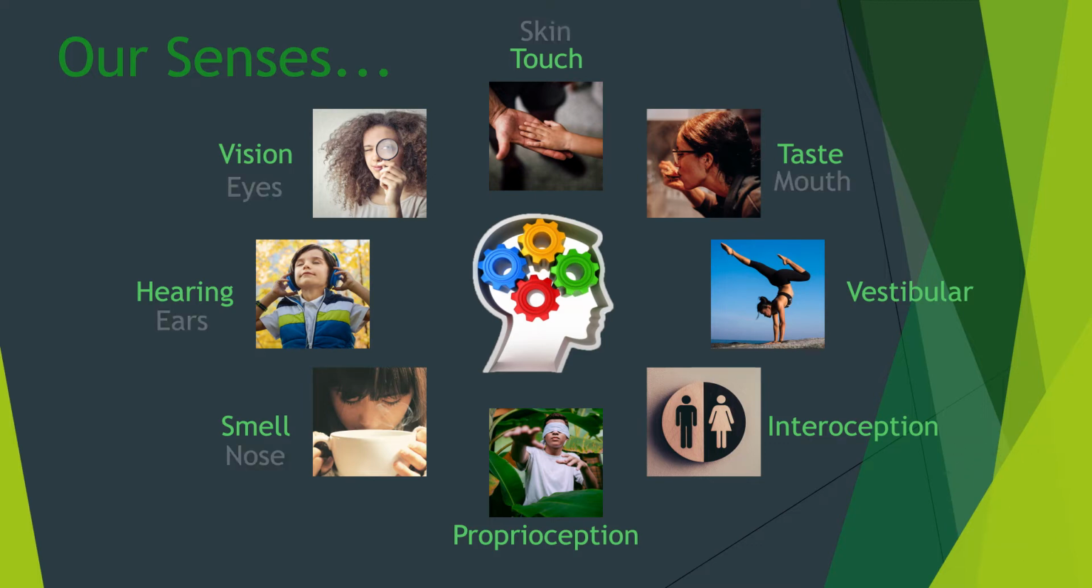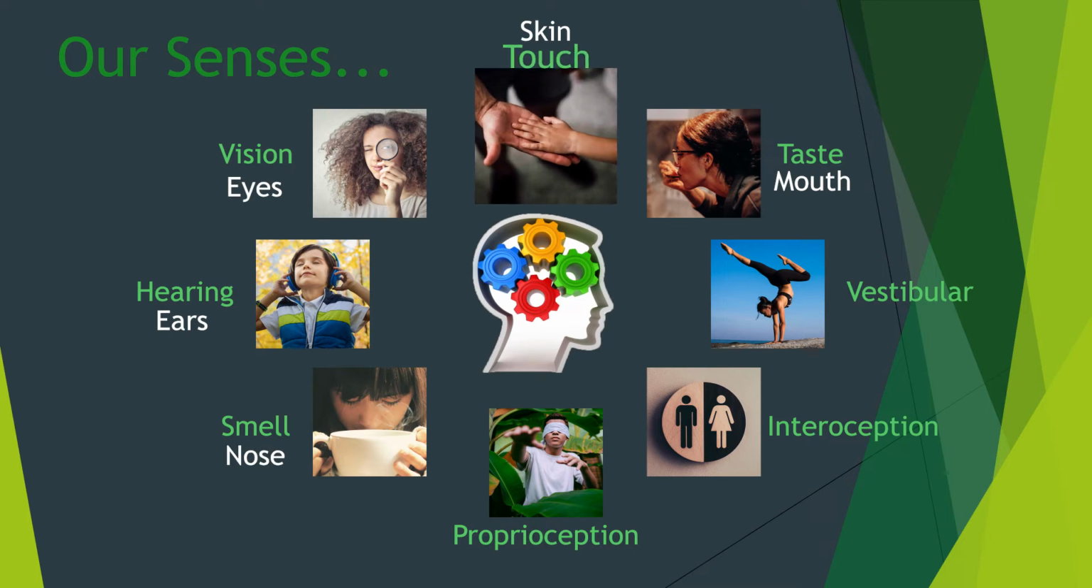The receptors for our 5 external senses are fairly straightforward. For example, the receptors for our sense of smell are in our nose. It's important to note here that our sense of touch is received through 2 pathways, one protective and one discriminative. Each deal with a different quality of touch.